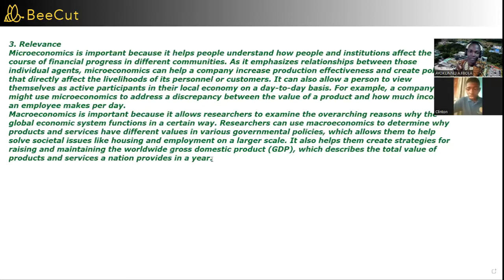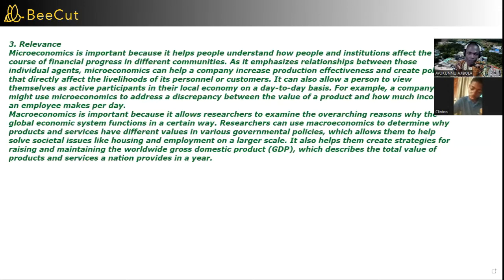This is actually on your screen, gross domestic product, and we say this describes the total value of products and services that a nation provides in a year. Okay. So the full meaning of GDP is gross domestic product. That is, domestic. Now we are not talking about foreign. You understand me? Yes, within the country. So that they render within that country.